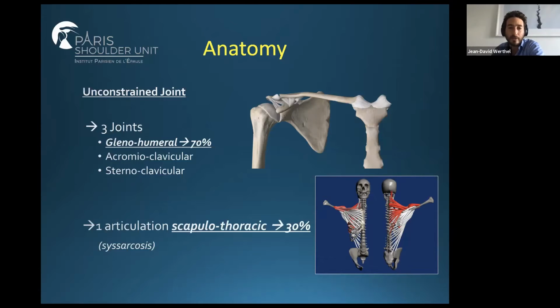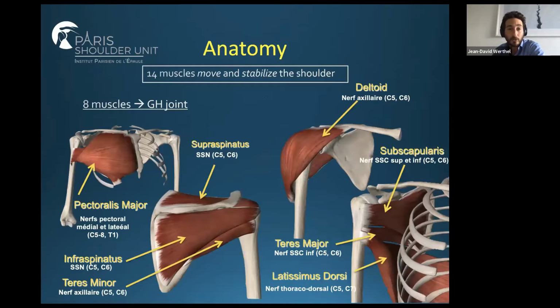Then you all know that it's made of several parts, several joints, but the two main joints that compose the shoulder joint are the glenohumeral joint that accounts for 70% of the motion approximately, and the scapulothoracic joint. And it's very complex because 14 muscles move and, most importantly, stabilize the shoulder. And without the muscles, the shoulder is completely unstable and is non-functional.